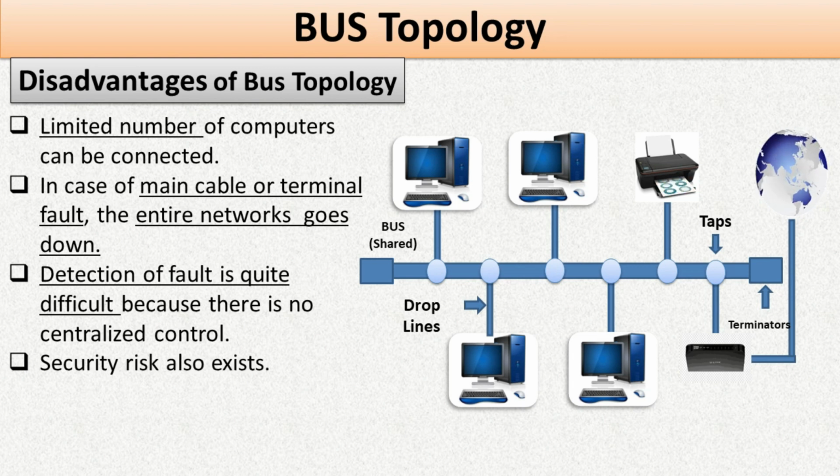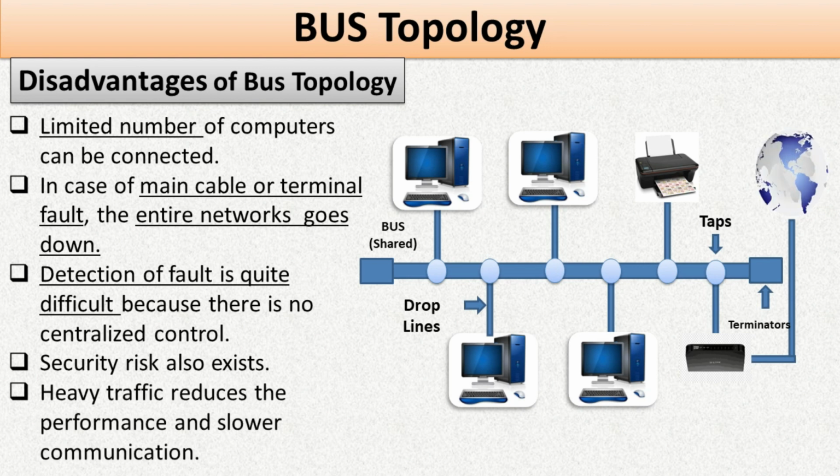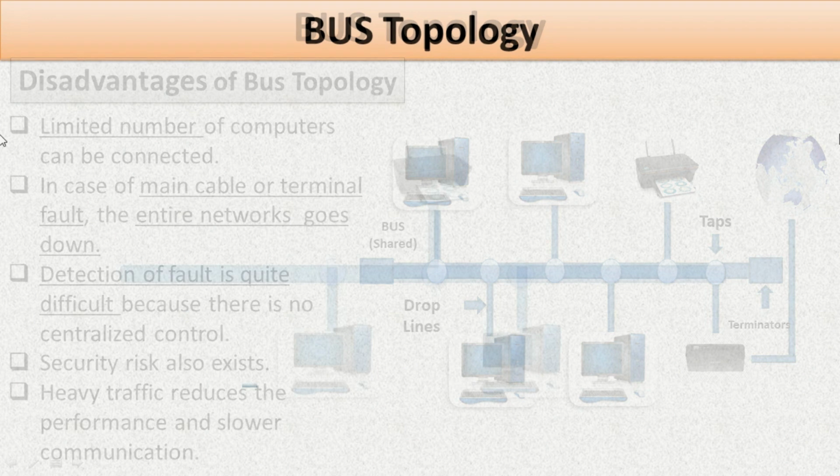Security risk also exists. Here in the bus topology, security risk exists because all the computers can hear and see what other computers are saying on the shared media. Heavy traffic reduces the performance and slows communication.